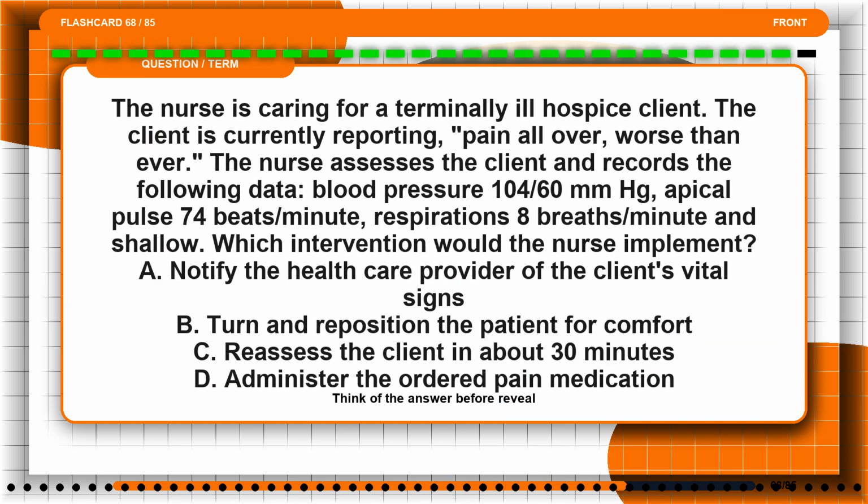Flashcard 68. The nurse is caring for a terminally ill hospice client. The client is currently reporting pain all over, worse than ever. The nurse assesses the client and records the following data: blood pressure 104/60 mmHg, apical pulse 74 beats/minute, respirations 8 breaths/minute, and shallow. Which intervention would the nurse implement?